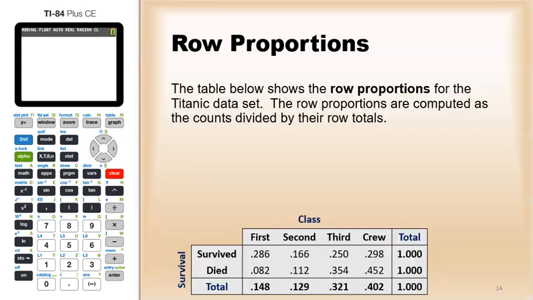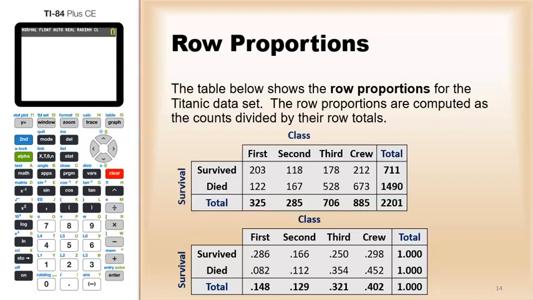The table you see on the screen here shows row proportions for the Titanic data set. Row proportions are computed as the counts divided by the row totals. So if we start with the original contingency table, you can see in the upper right corner there's 203 passengers who were in first class and survived. There's 711 of them total.